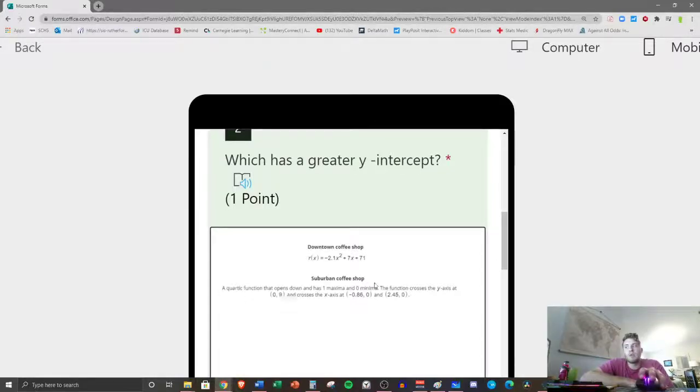Then we read this, a quartic function that opens down and has one maxima and 0 minima. The function crosses the y-axis at 0.9. So right there, that's really all we're caring about. The rest of it doesn't really mean much. We're just looking for information about the y-intercept.